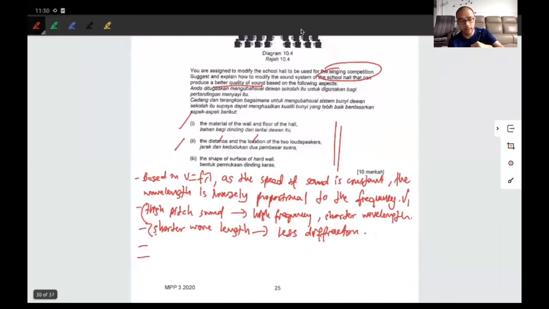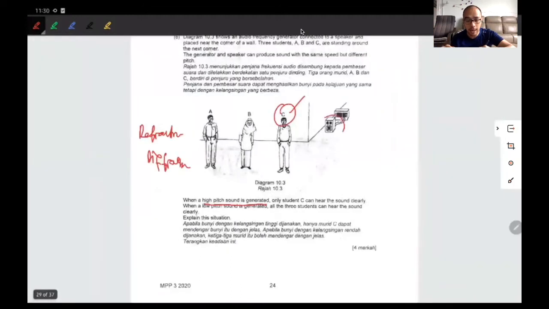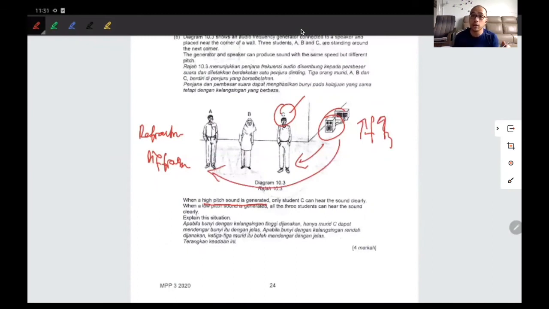Sorry. This one, less diffraction means only C can hear. Then the next 2 points you reverse. Low pitch sound, low frequency, longer wavelength. Longer wavelength means more diffraction. A, B and C can hear. So if this is a high frequency, it has very little diffraction, so only C can hear. But if it's low frequency, there is more chance for diffraction, so even A will be able to hear it if it's low frequency.